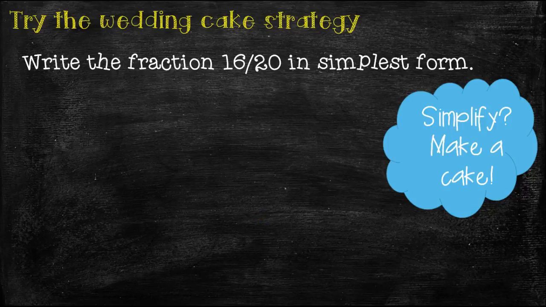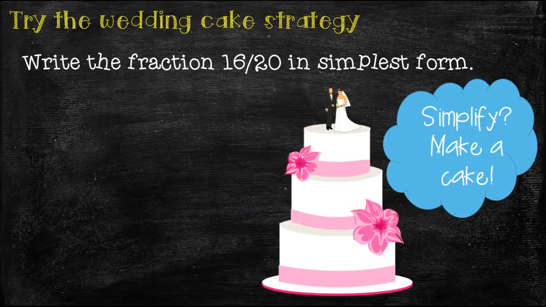Remember, simplify, make a cake. Here is our wedding cake, and it's a traditional cake. What you'll notice is that the bottom base layer is bigger, and it gets smaller and smaller as it goes all the way up, and then on top is the lovely bride and groom. That's how you're going to know you have the simplest fraction: when you get to the bride and groom.